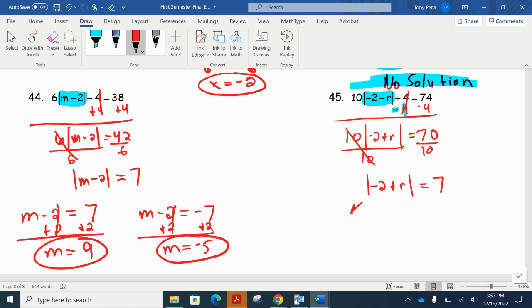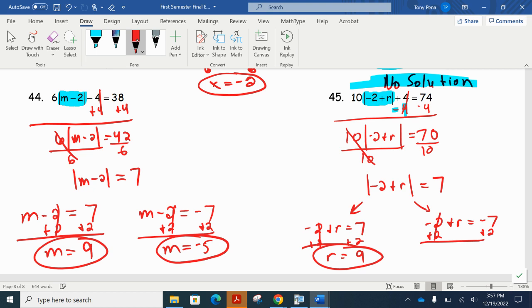And now we get our two different equations. We want to know what would make this a positive 7 and negative 7, so that the absolute value would be a 7. So we take the negative 2 plus r equals 7, and we do the negative 2 plus r equals a negative 7. Add 2. One answer is a 9. Add 2 here. Second solution, negative 5.